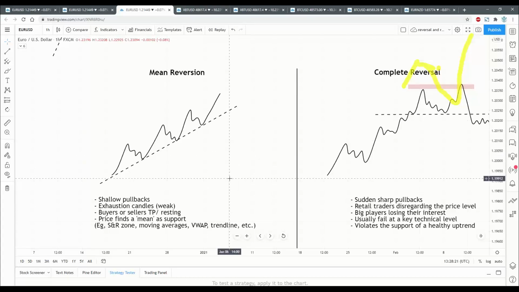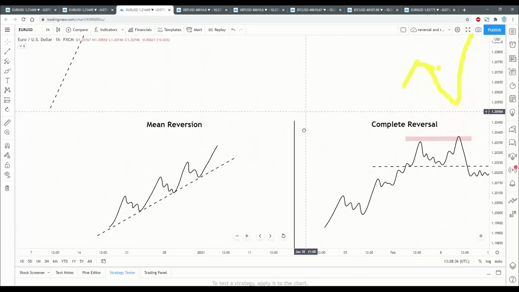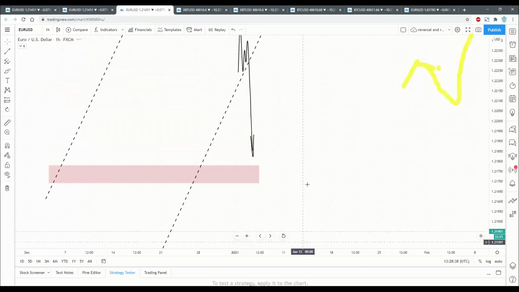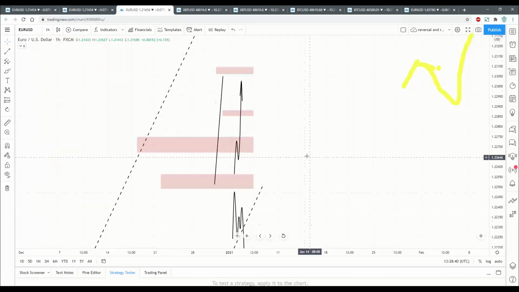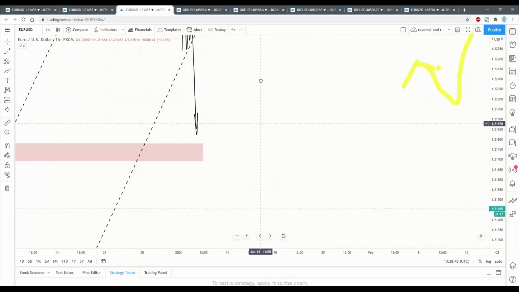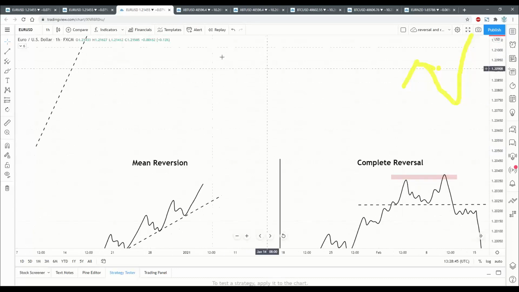So as you can see here, we look for a complete reversal. Here on the right side, we can see that basically we can define this because we start making lower lows and we can't sustain those higher highs. I'm sorry, I'm hurting your eyes, I know.